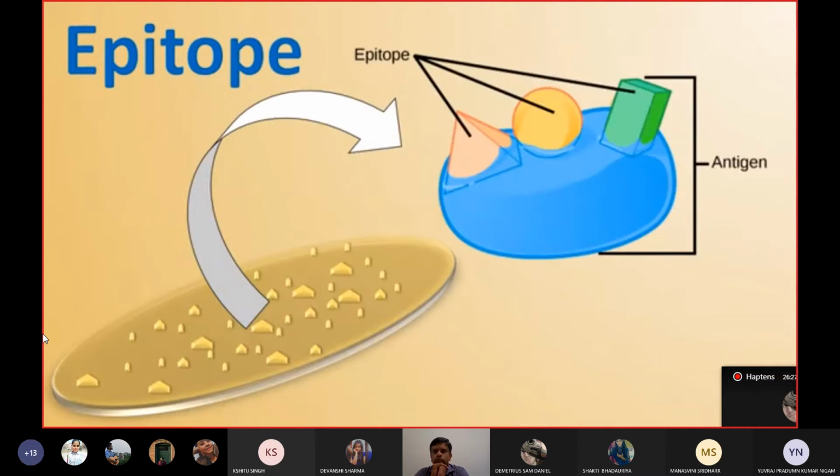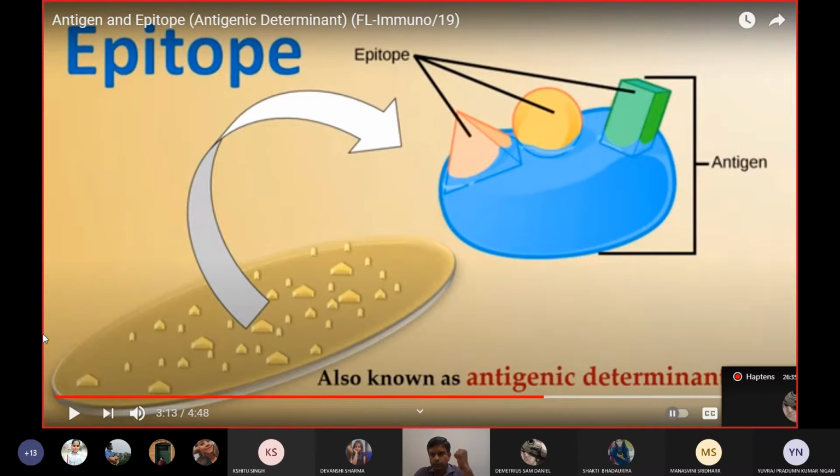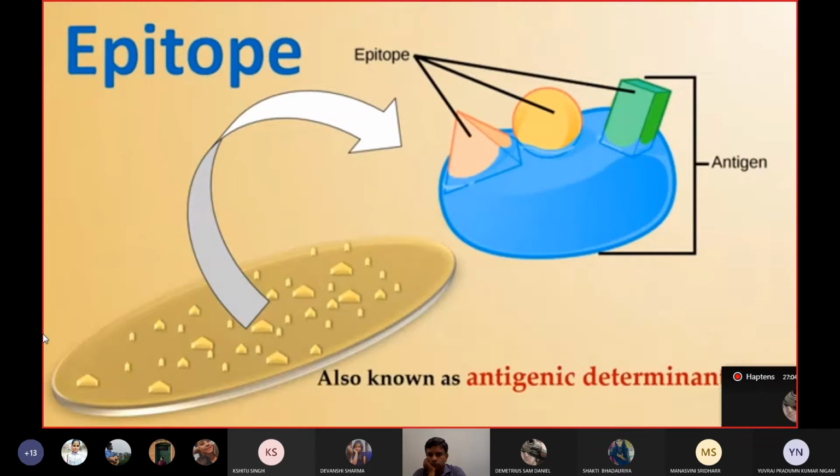They are also known as antigenic determinants because they are the actual part of an antigen that determines an immune response. Students, is this point clear? It is called an antigenic determinant because this is the point where your antibodies will come and bind. They will not bind to the whole antigen, they will bind to the specific epitope. Each antigen can have several epitopes.